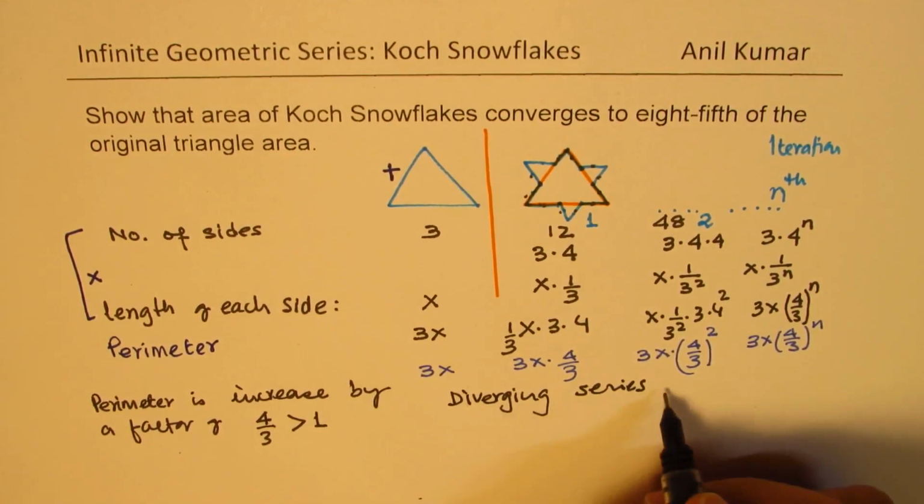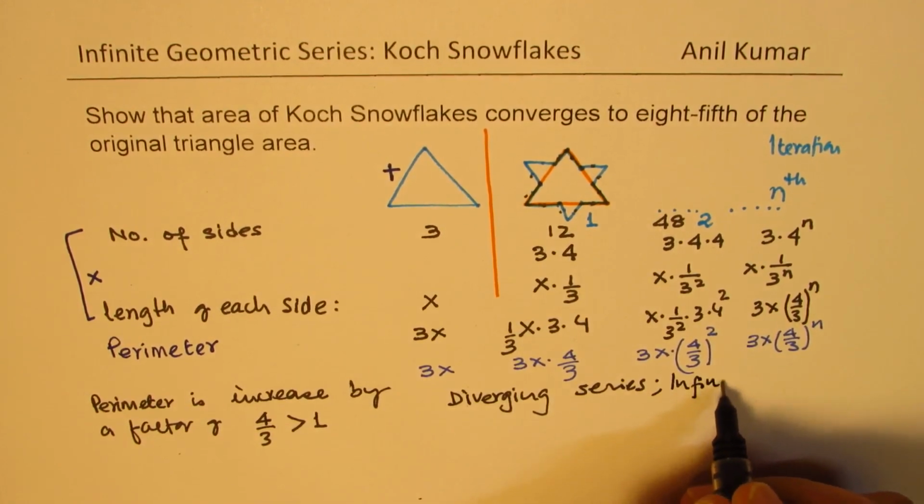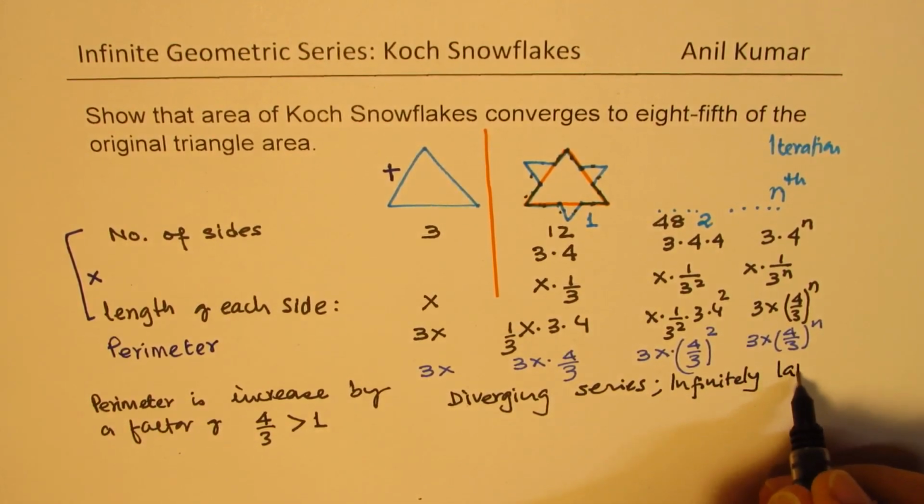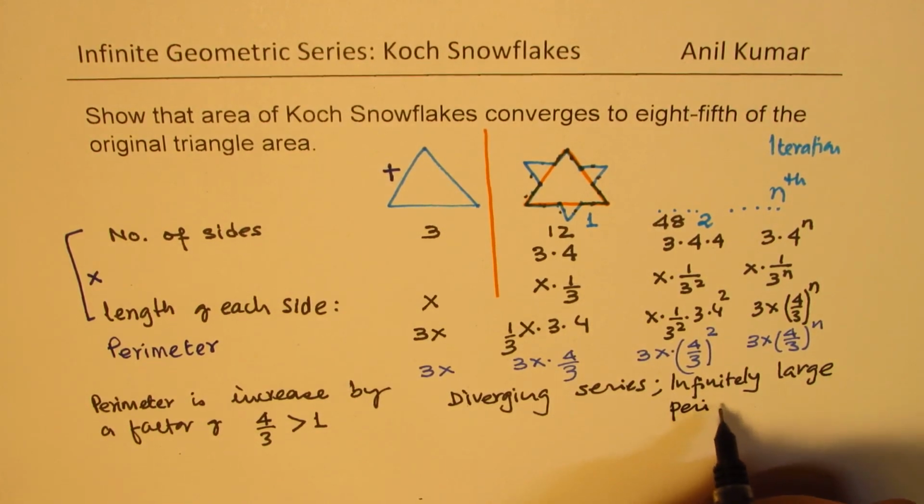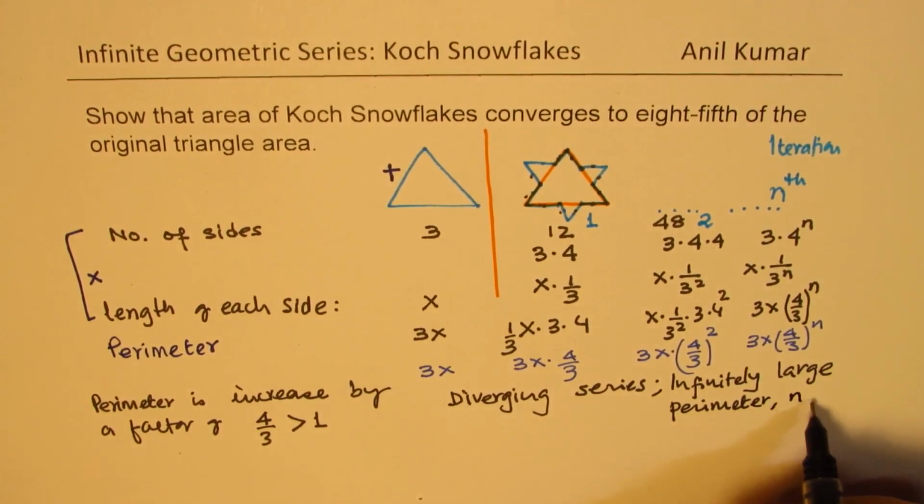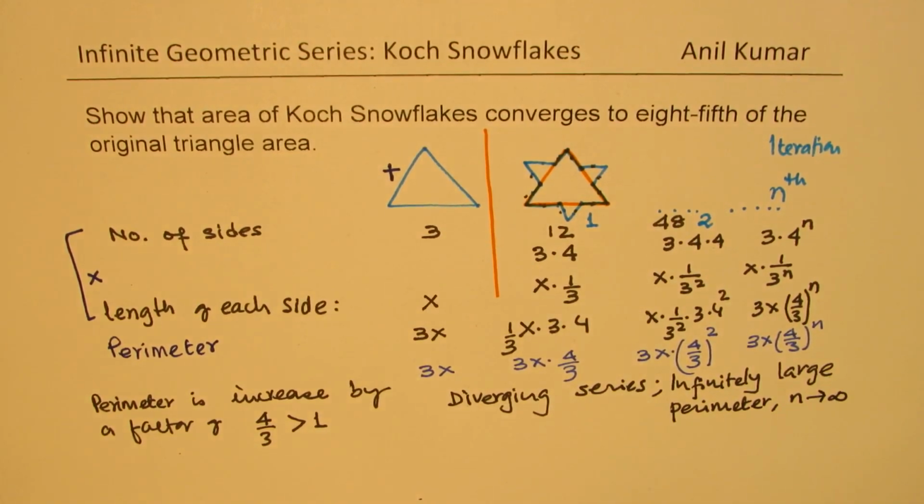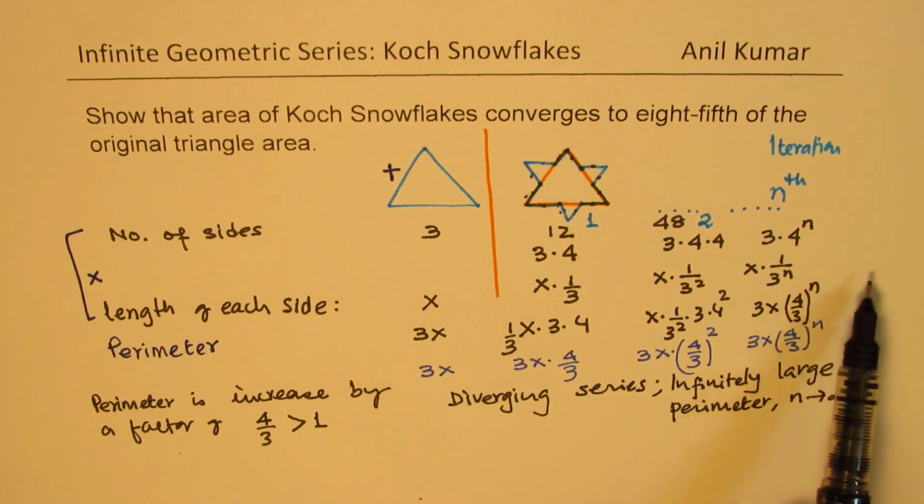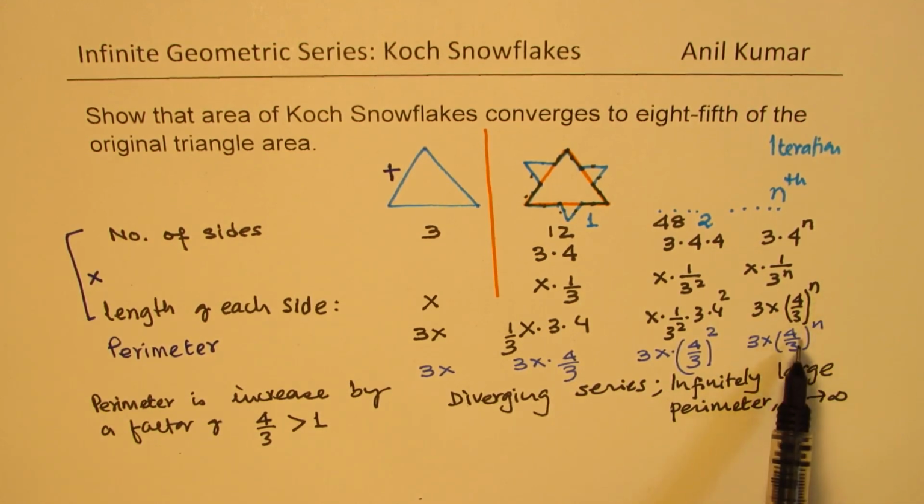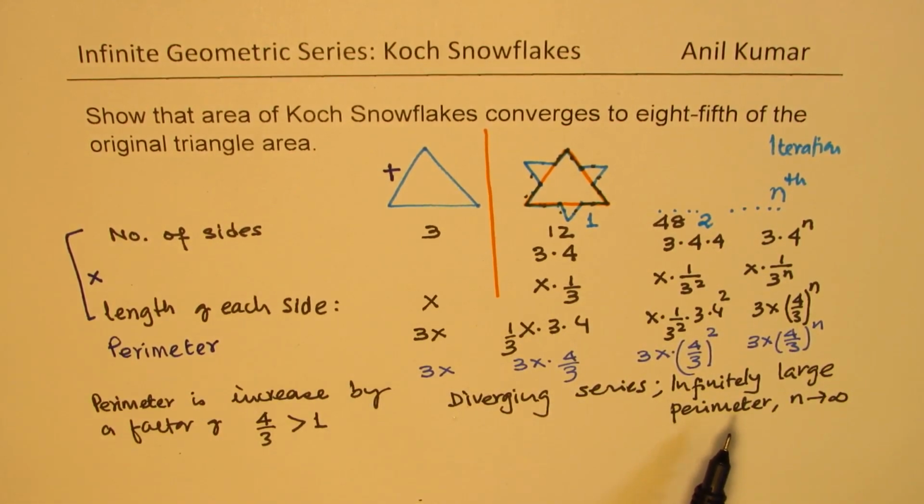So that means that we have an infinitely large perimeter as n approaches infinitely large values, right? So if n approaches an infinitely large value, since 4/3 is greater than 1, the perimeter is going to be infinitely large. So for the snowflake which we are talking about, as n approaches an infinitely large value, the perimeter unboundedly increases and it is infinitely large.